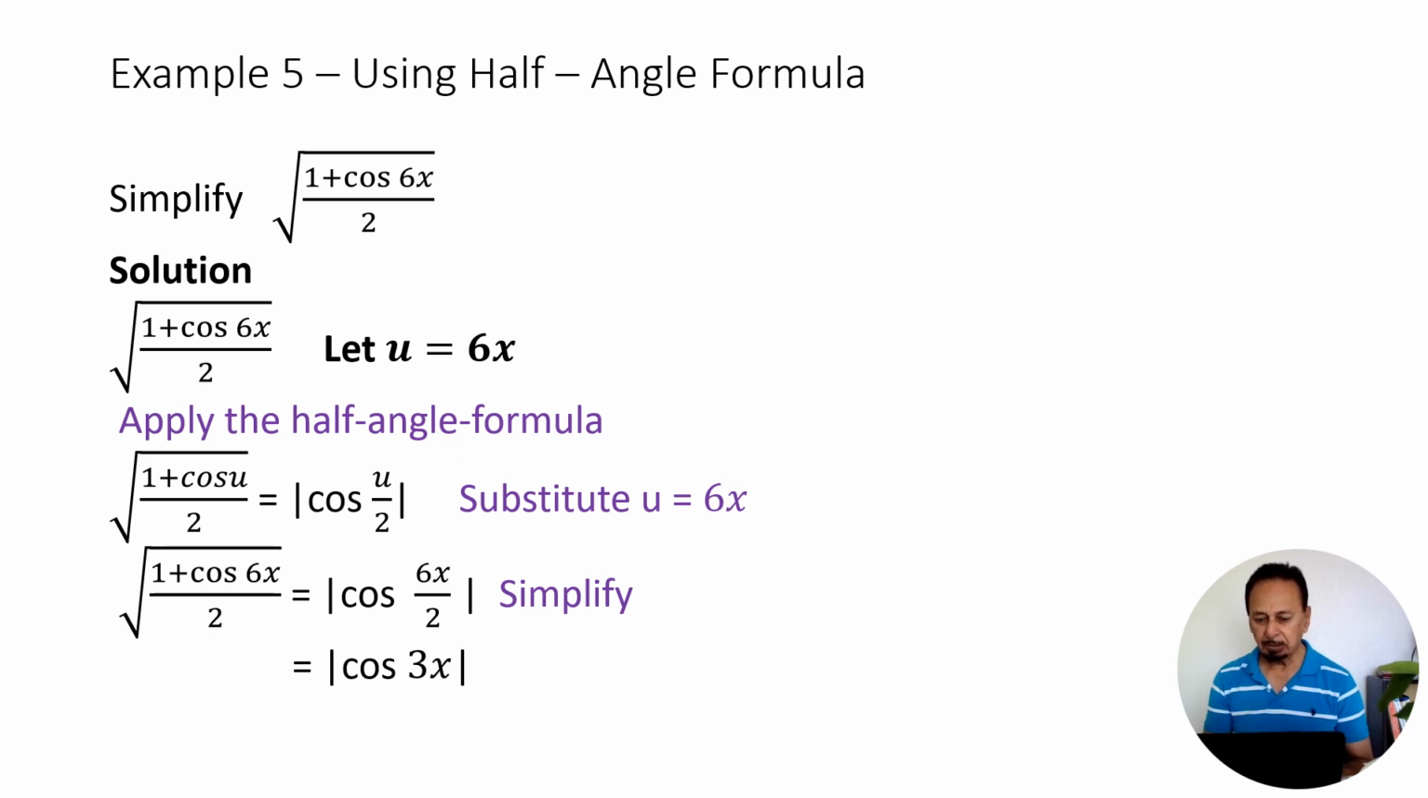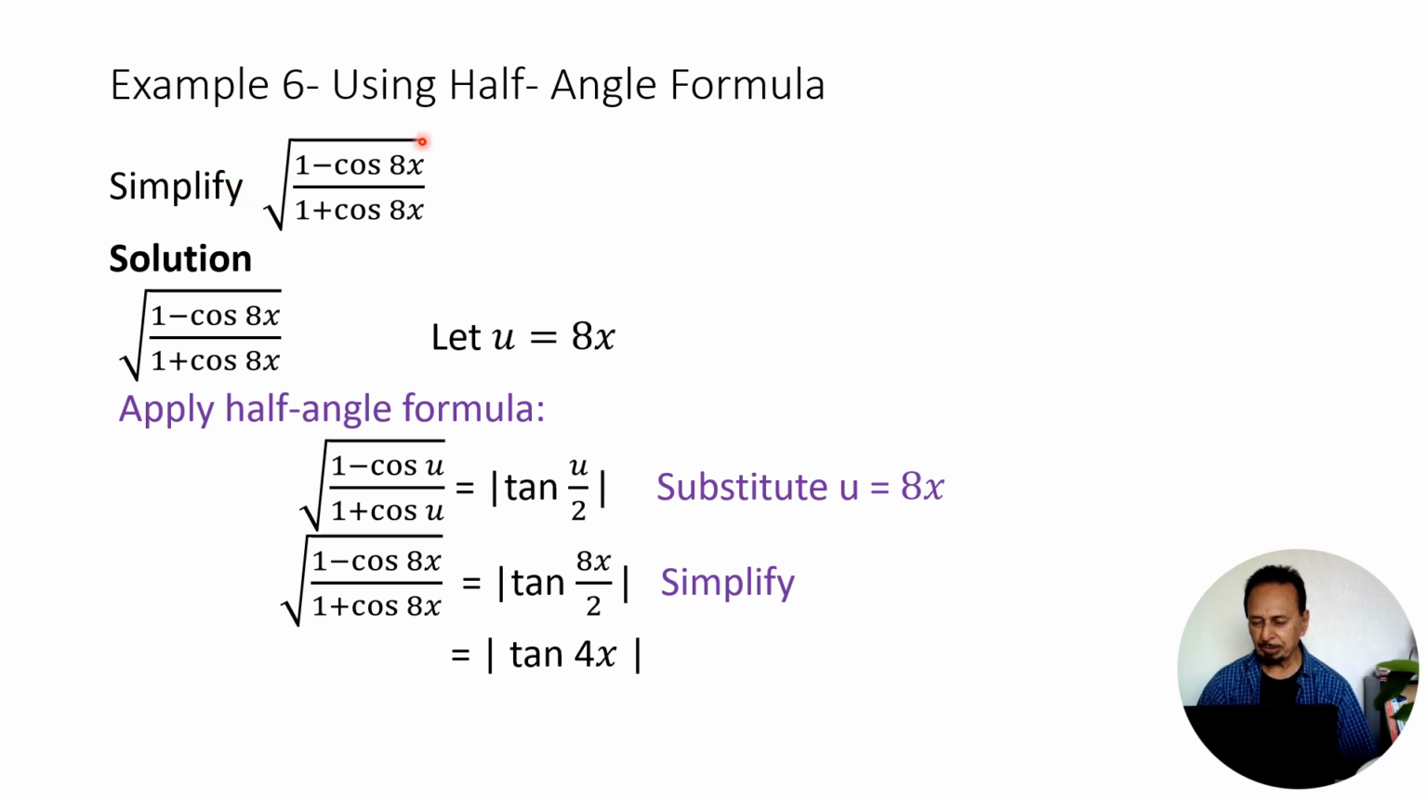Using the half angle formula, example 5. Let's simplify the square root of (1 plus cosine 6x) over 2. The square root of (1 plus cosine 6x) over 2 suggests we can let u equal 6x. Now we apply the half angle formula, which is the square root of (1 plus cosine u) over 2 equals the absolute value of cosine u over 2. Now we substitute u equals 6x, and this becomes the square root of (1 plus cosine 6x) over 2 equals the absolute value of cosine 6x over 2. Now we simplify, and this is equal to the absolute value of cosine 3x.